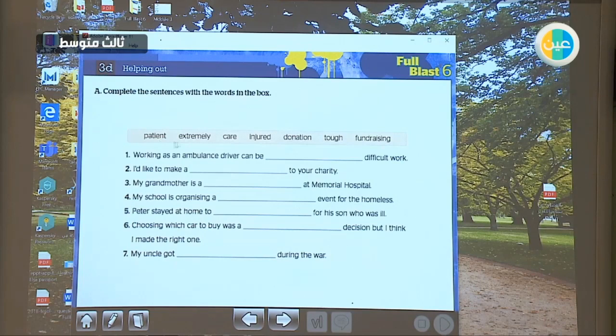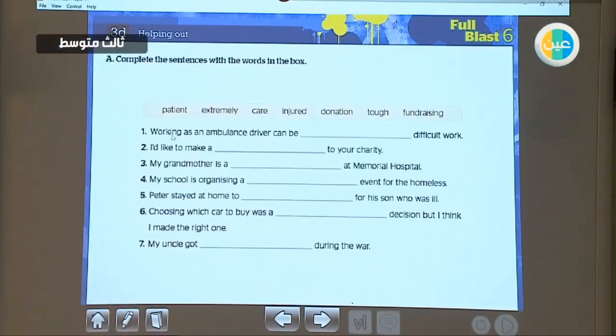We have patient, extremely, care, injured, donation, tough, and fundraising. Let's see the first one. Working as an ambulance driver can be difficult work. What do you think the correct meaning here? So working as an ambulance driver can be extremely difficult work.